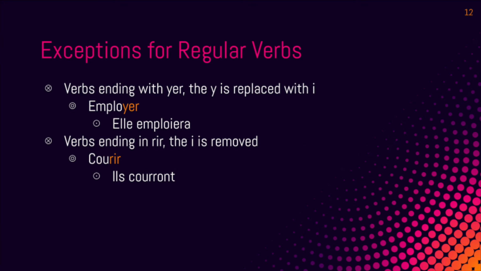Additionally, for verbs ending with YER, the Y is replaced with an I, so employer will be elle employera. For verbs ending in RIR, the I is removed, so courir becomes ils courront.